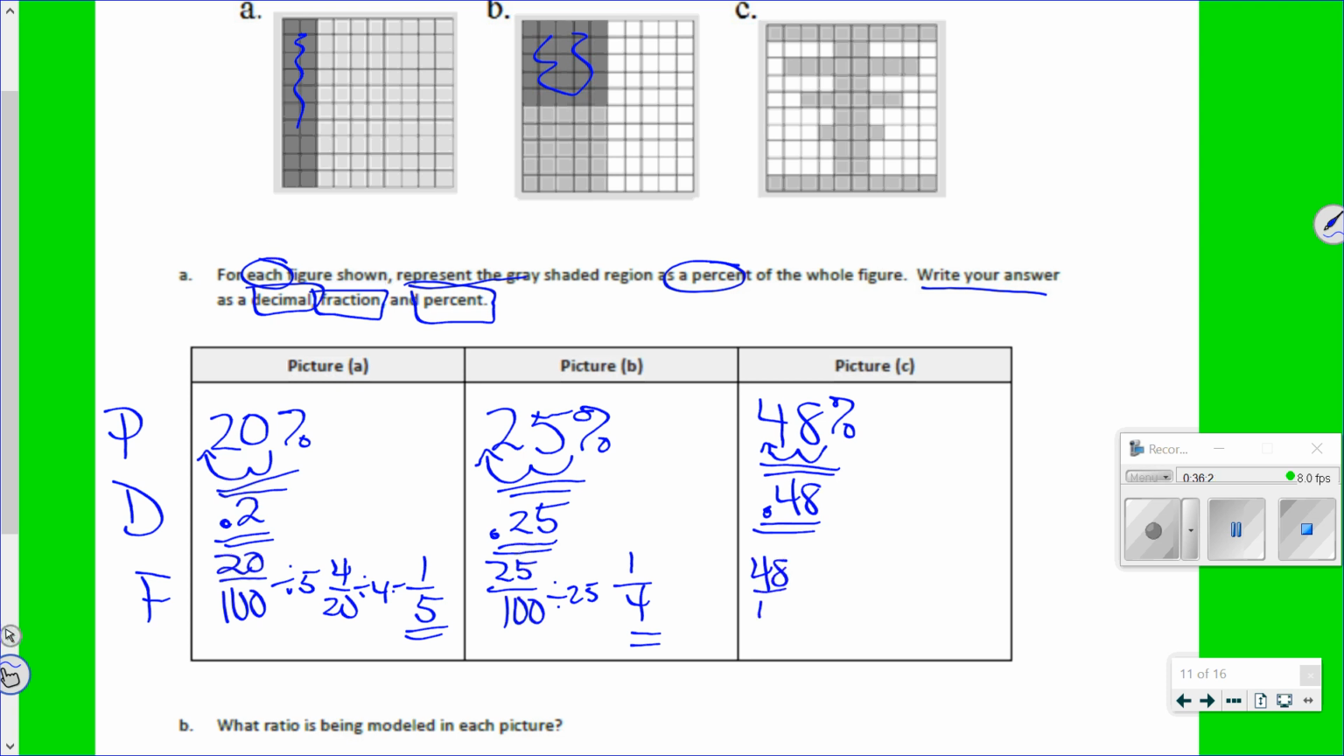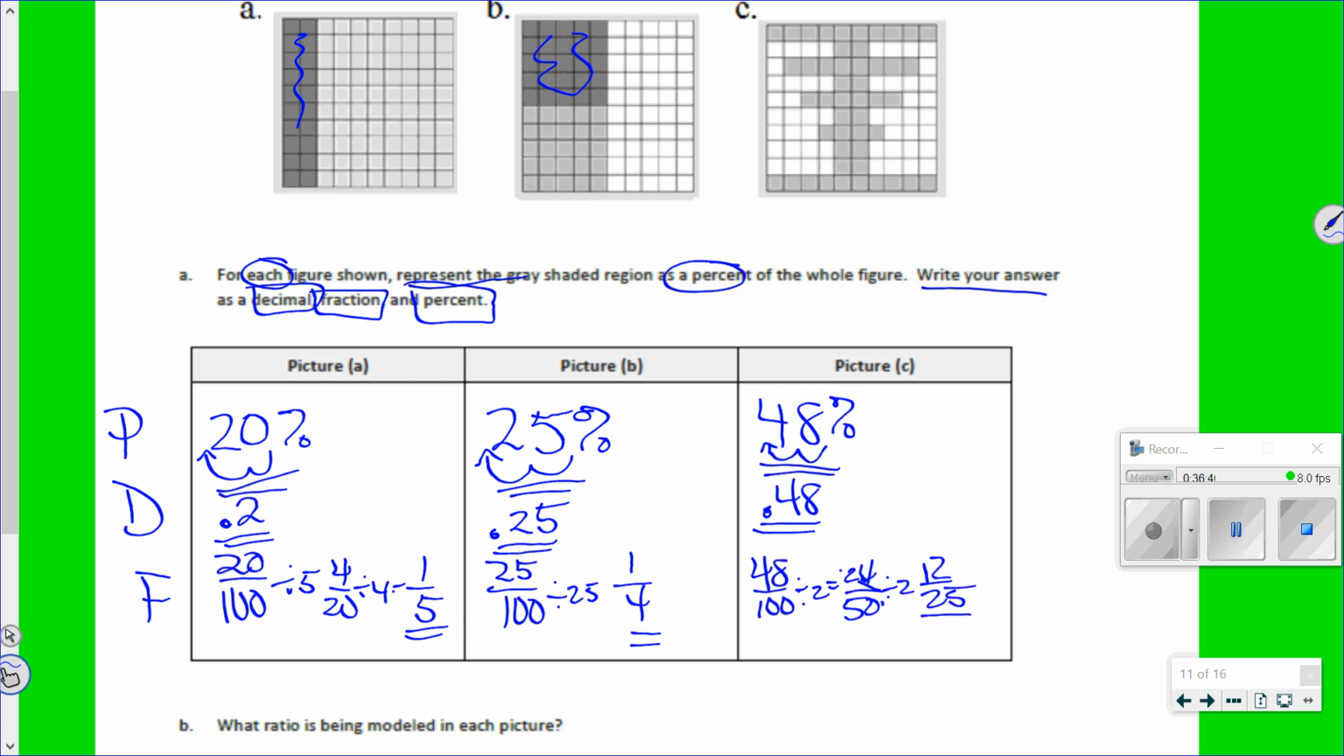What can I divide both those by? 8? No. Can't divide 100 by 8. If you don't see a number right away, start at the bottom. Can I divide by 2? Yes, that gives me 24 and 50. Then I can say again, divide by 2 gets me 12 and 25.